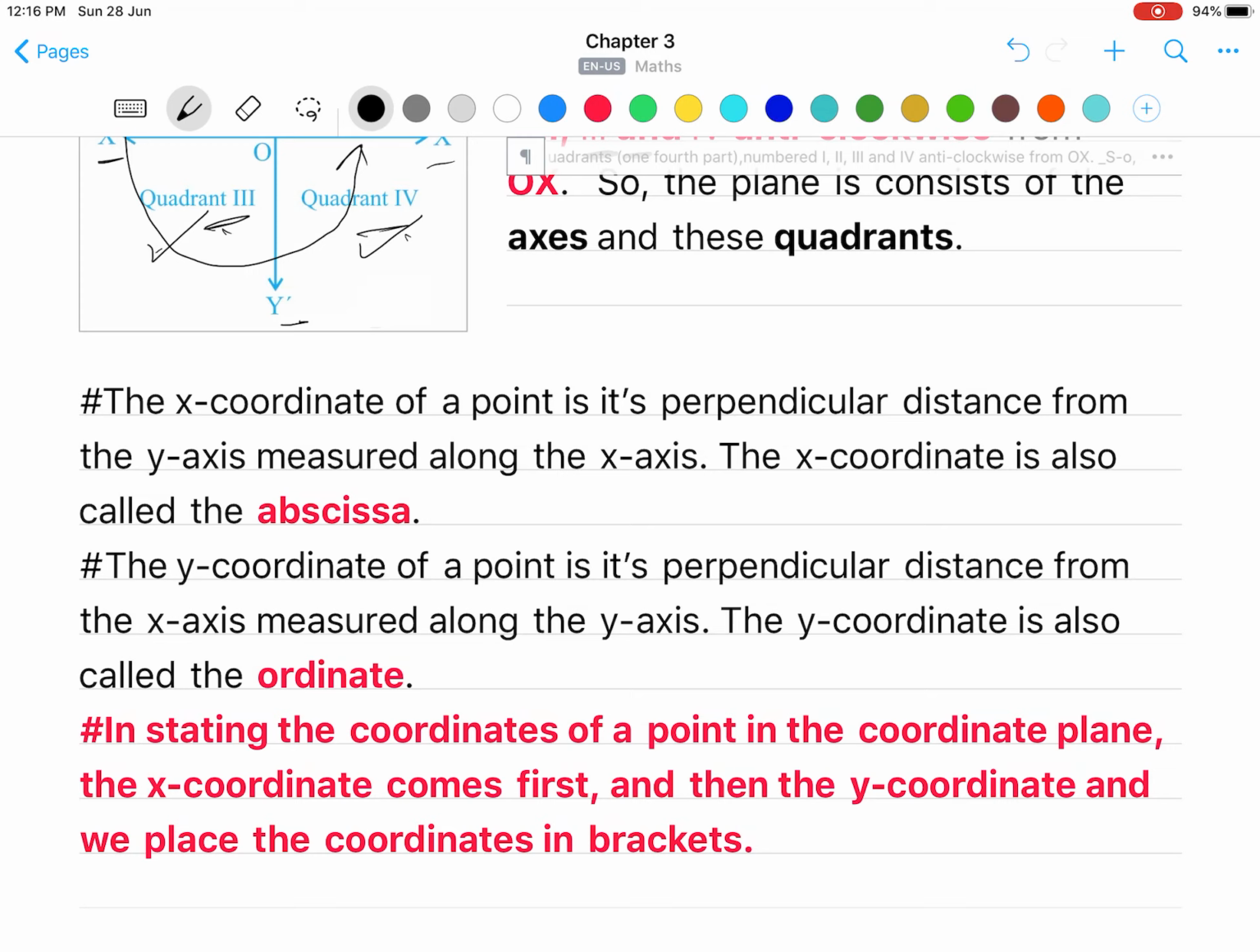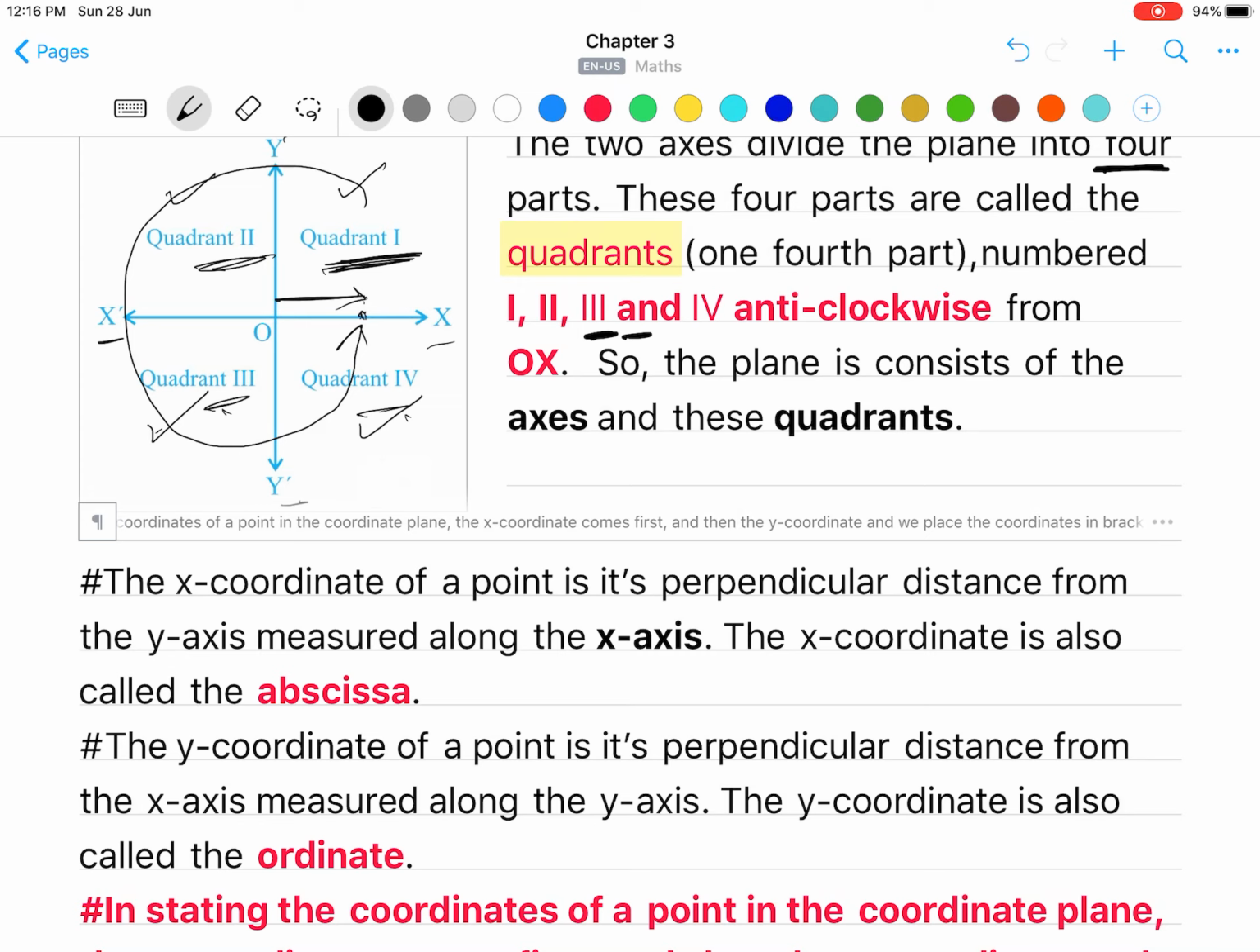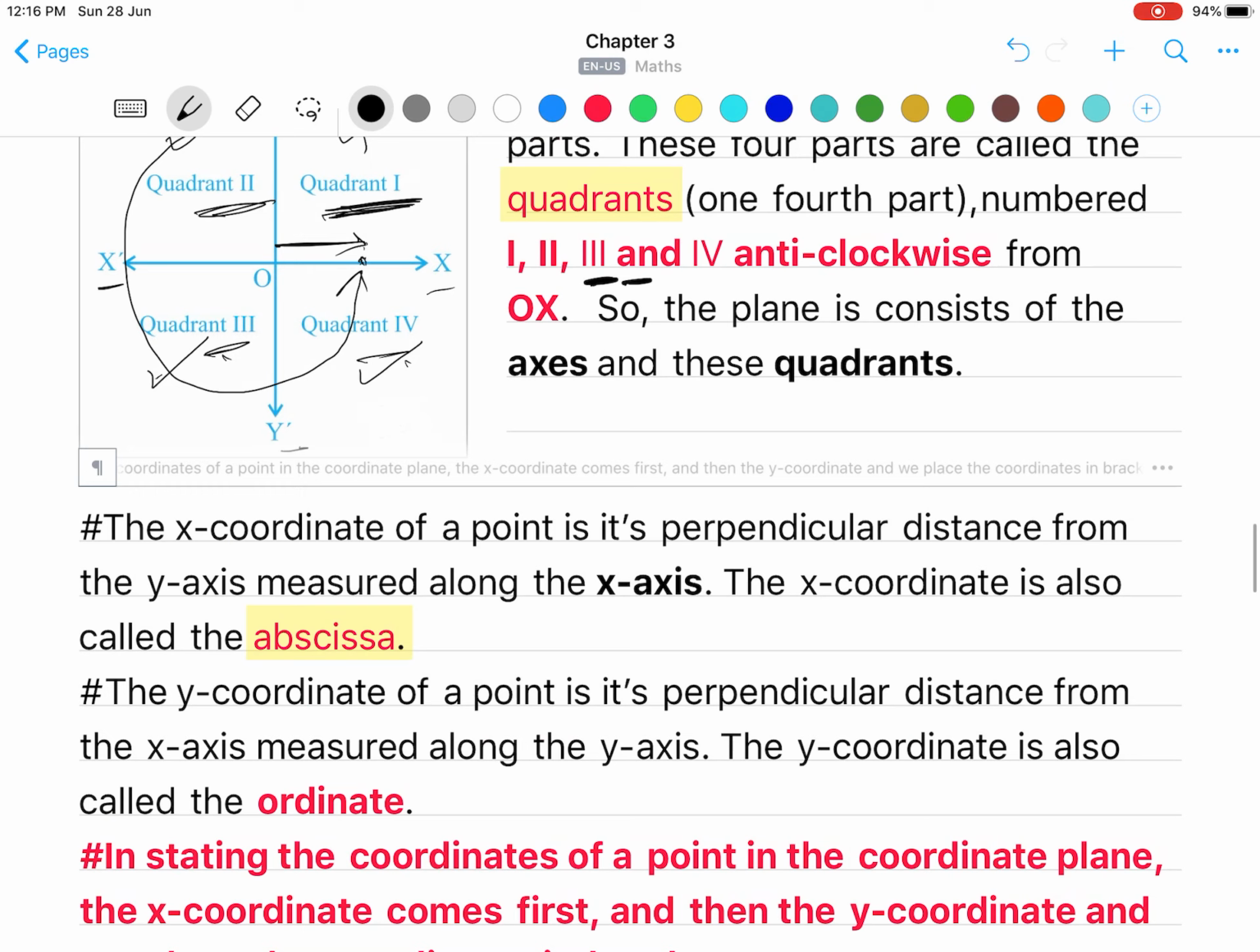A few more points that you have to understand in this Cartesian system: the x coordinate of a point is its perpendicular distance from the y-axis, measured along the x-axis. The x coordinate is also called the abscissa. This you have to remember.